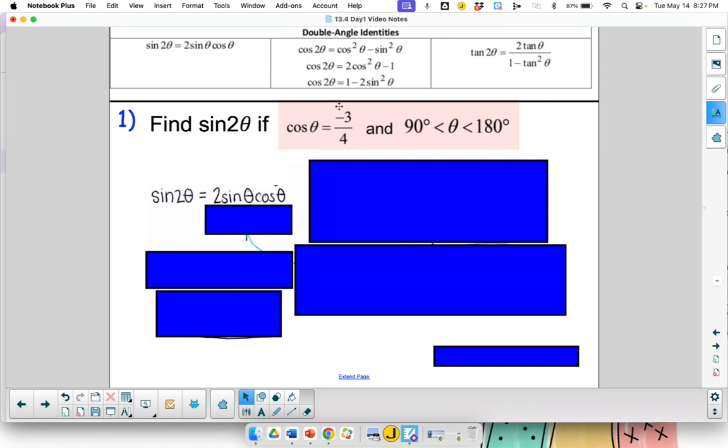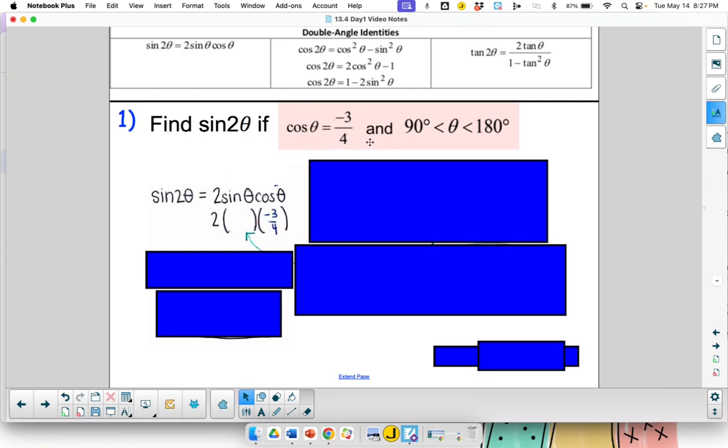They gave me what cosine of theta is. It's -3/4. So over here in the formula where you see cosine of theta, I'm going to replace that with -3/4. Now, we still need to know what sine of theta is. I don't know what it is, but I have some information about theta. I know that it's located in quadrant 2 between 90 degrees and 180 degrees, and I also know the cosine value of that theta.